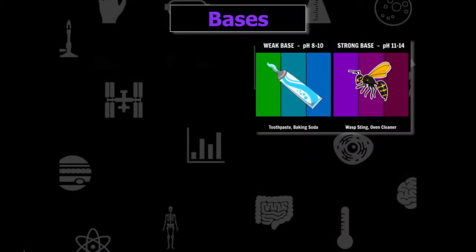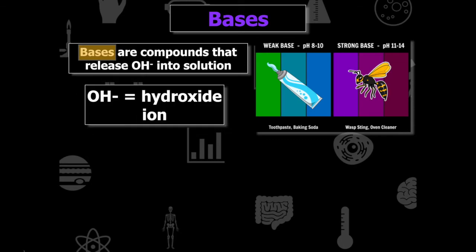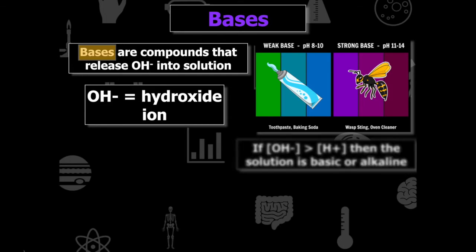Now, bases are going to be different. Bases are compounds that release OH minus ions into the solution. OH is our hydroxide ion. If the OH minus ions are greater than the H plus ions in the solution, then it is basic. We can also call this alkaline.